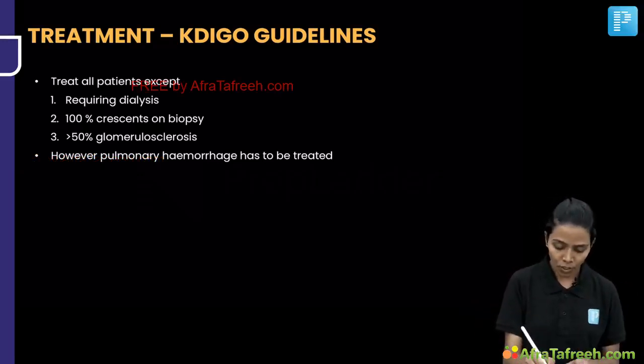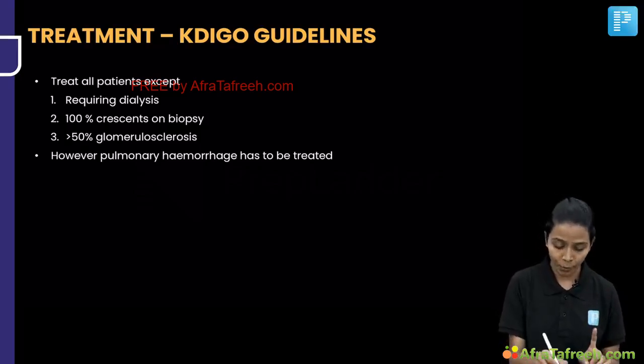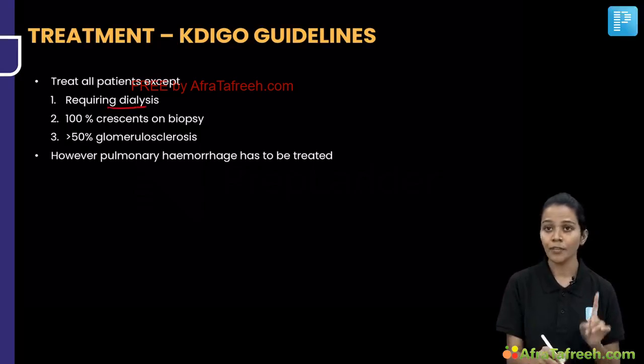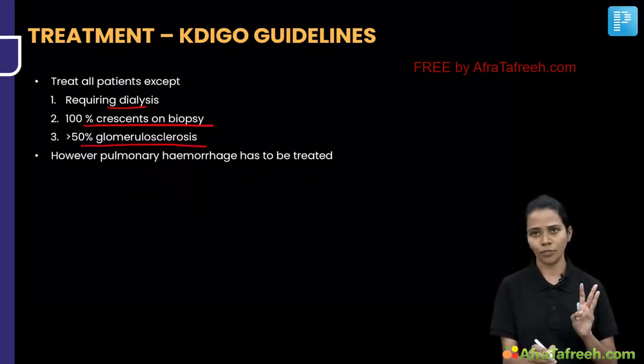Okay. So you treat all patients of renal failure except the ones requiring dialysis, like we discussed, or 100% crescents on biopsy, or more than 50% glomerular sclerosis.